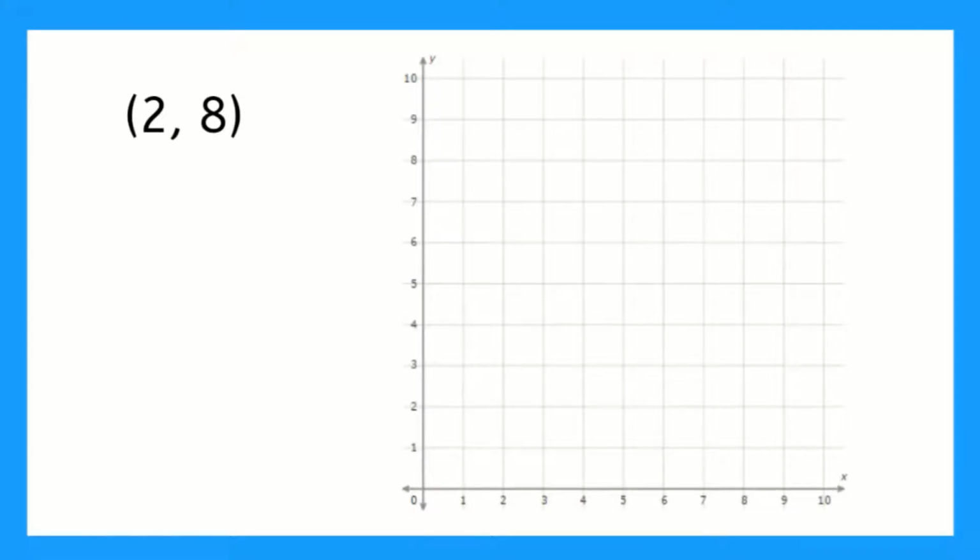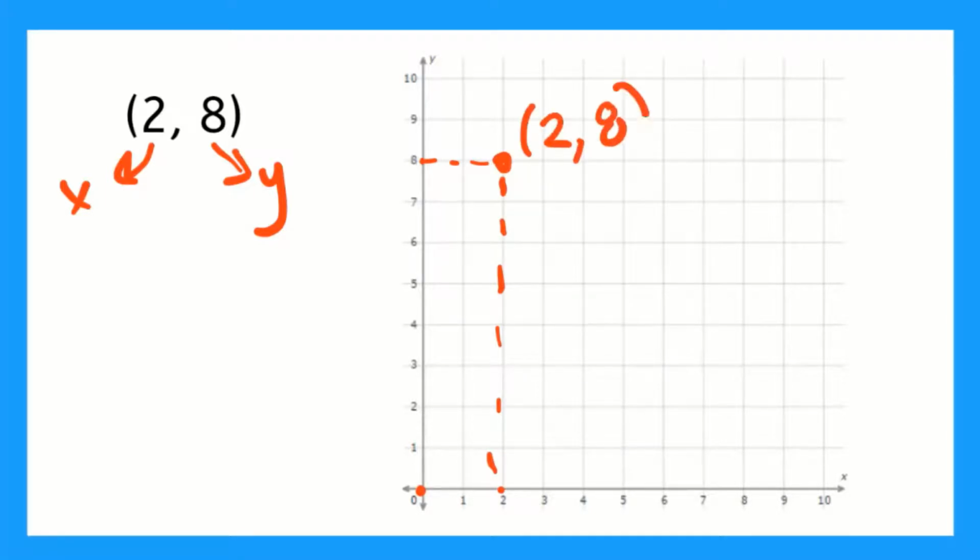So my coordinates this time are 2, 8. Remembering the 2 corresponds to my x-axis, and 8 is my y-coordinate corresponding to my y-axis. So first let's find our 2 on our x-axis. I start at my origin, I move over 2, that's my x-coordinate. For my y-coordinate, I start at my origin, I find my 8, there's my y-coordinate. So now the point where these 2 points meet is where my coordinate lives. So my ordered pair 2, 8 lives right there.